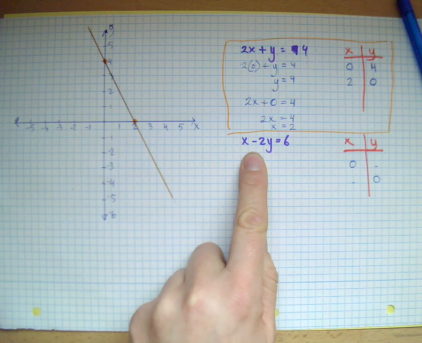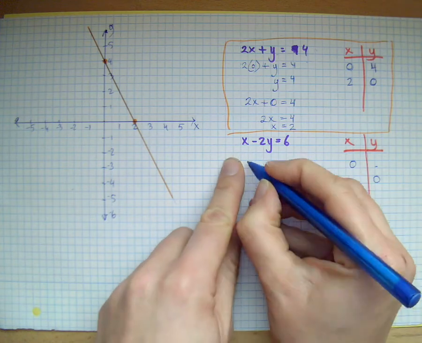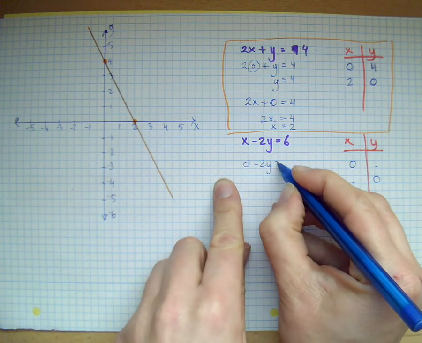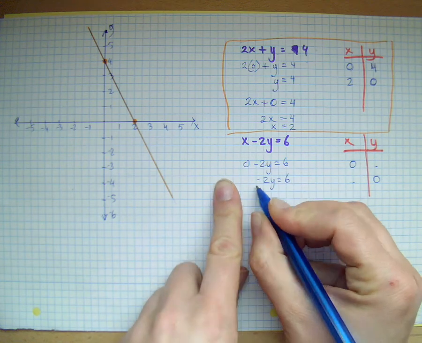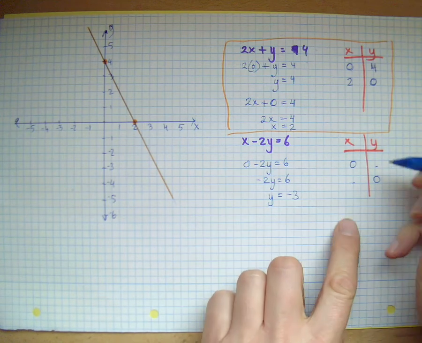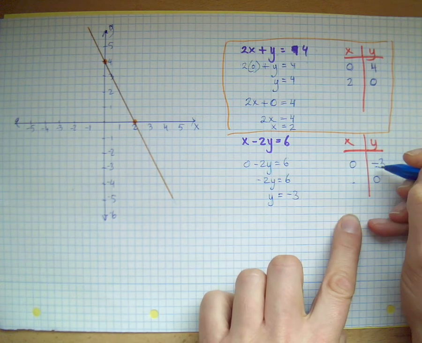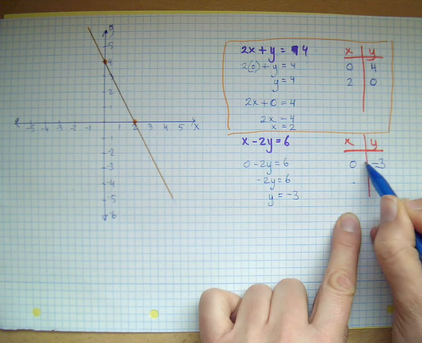Just one more example. We plug in 0 for x, right? 0 minus 2y equals 6. Negative 2y equals 6. Divide both sides by negative 2, and y turns out to equal negative 3. When x is 0, y is negative 3. That's our first coordinate. This is the point where it crosses the y-axis.